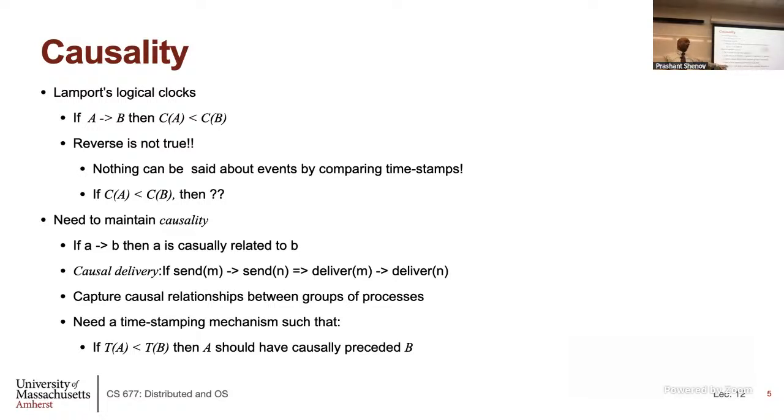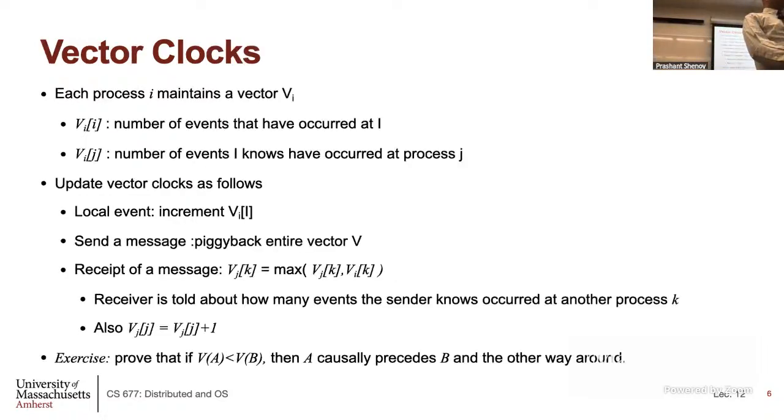For now, our problem is to actually come up with a timestamping mechanism that says that if timestamp of A is less than timestamp of B, then A should have causally preceded B. Okay? A has happened before B and hence causally preceded. So we want to be able to take two timestamps, okay, compare them, and that should guarantee you that if the timestamps are ordered, the events are also ordered. Okay? All right. So how are we going to do this?